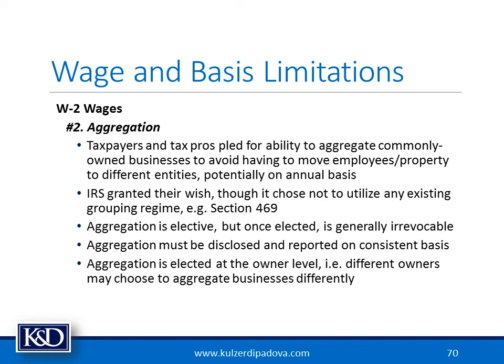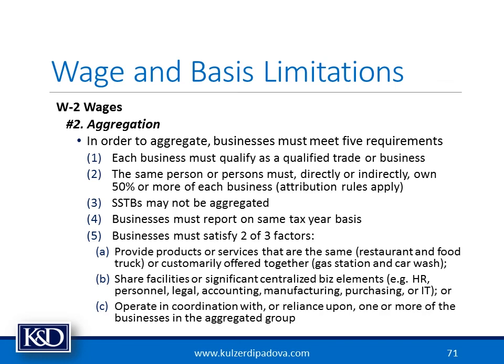Aggregation is elective, but once you elect it, it's pretty much irrevocable, or at least it's presumed that it will continue. You have to affirmatively show that a business is no longer eligible or should not be aggregated. You have to disclose the aggregation on your return and report it on a consistent basis among all the different entities. But aggregation is elected at the owner level, so individual owners don't have to aggregate things the same. They can pick and choose which businesses they aggregate on their own, based on their individual income levels. Some may not need to aggregate because they're below the threshold amount. They don't care about wage and basis limitations.